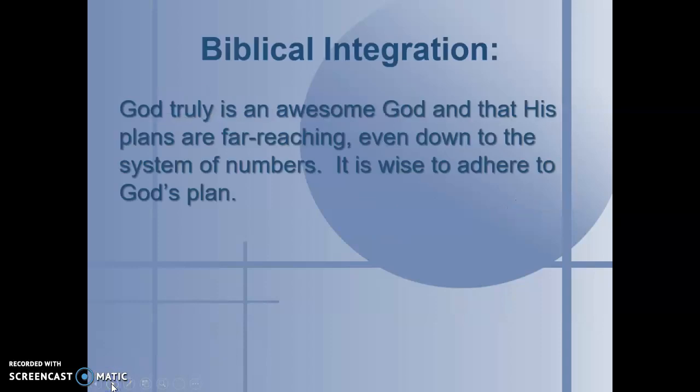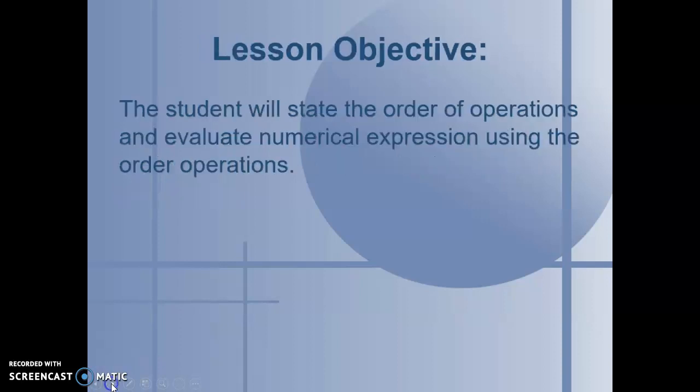Our biblical integration is this. We know that God is truly an awesome God and that His plans are far-reaching, even down to the system of numbers. There's no detail that He did not create and He did not plan, and we can see this detail in our system of numbers. If we follow the numbers, we should follow the rest of God's plan as well.